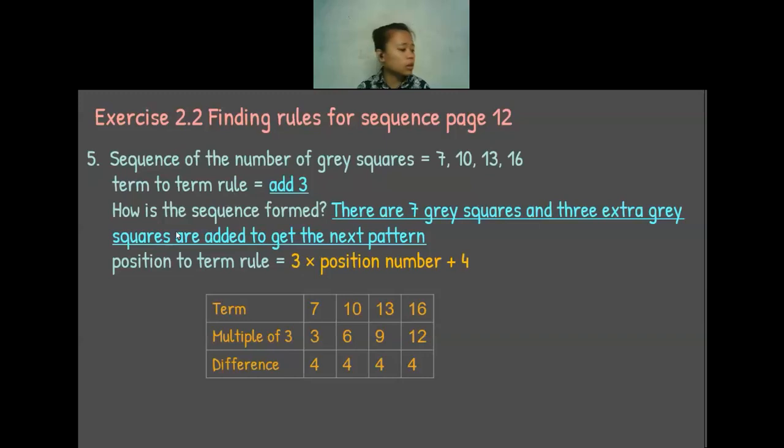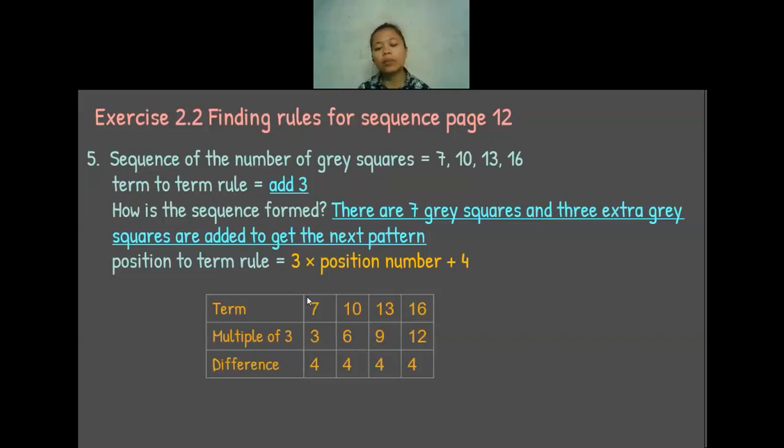So for the first pattern, there are 7 gray squares, so it will be 7 for the first term, and then for the next pattern it will be 10, and for the third term it will be 13, and for the last pattern it will be 16. That's why the sequence of the number of gray squares will be 7, 10, 13, and 16. Now I will continue with question B. Write down the term-to-term rule.